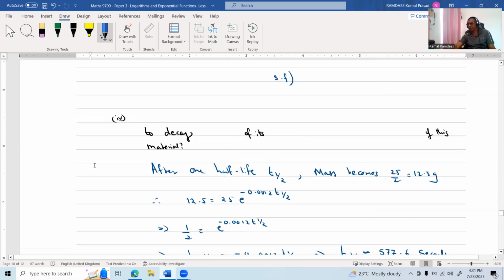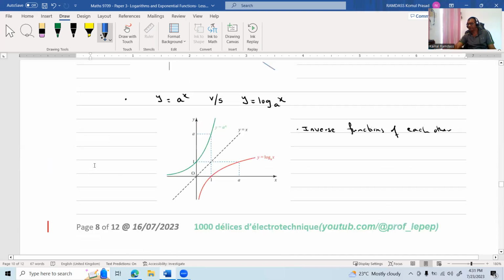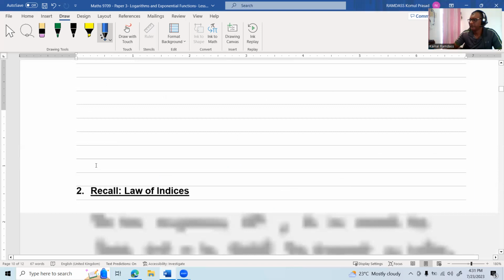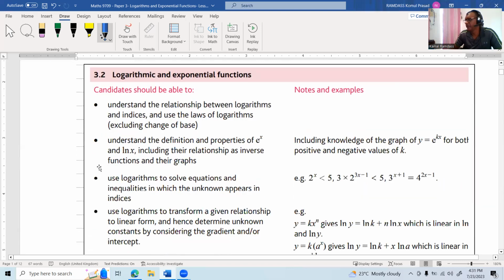Maintenant, on a levé le syllabus. Et le syllabus, il y a: understand the relationship between logarithm and indices and use the laws of logarithm excluding change of base. On a fini faire. Understand the definition and properties of e to the power of x and ln x, including their relationship as inverse functions and their graph. Et ça, on a fini faire.